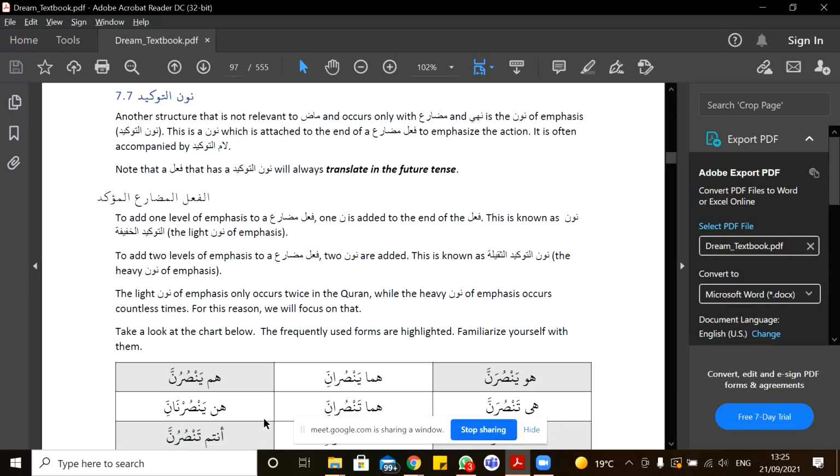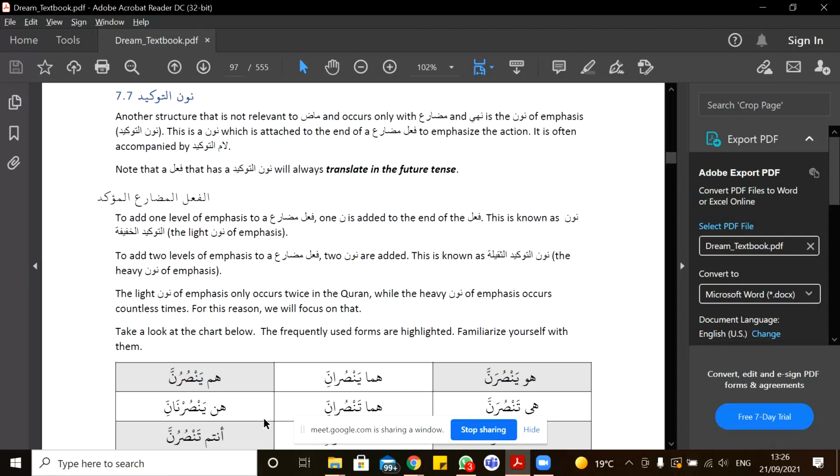Al-Fi'l al-Mudari al-Muakkid. To add one level of emphasis to a fi'l mudari, one noon is added to the end of the fi'l. This is known as noon al-tawqid al-khafifa, the light noon of emphasis. Okay, stop here.